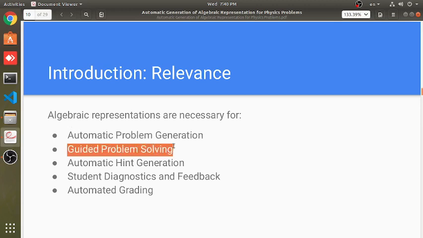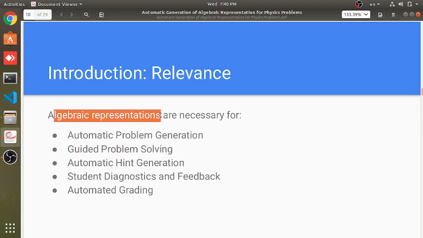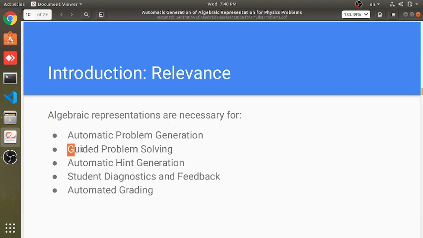If we want to use a guided problem solver, if you want to develop this, then for this one, if you know the algebraic representation, then you know what the equation is, what is known and what is unknown. Based on that, step by step, you can guide what should be solved in each step. So that can help in building a guided problem solver as well as the hint generator.